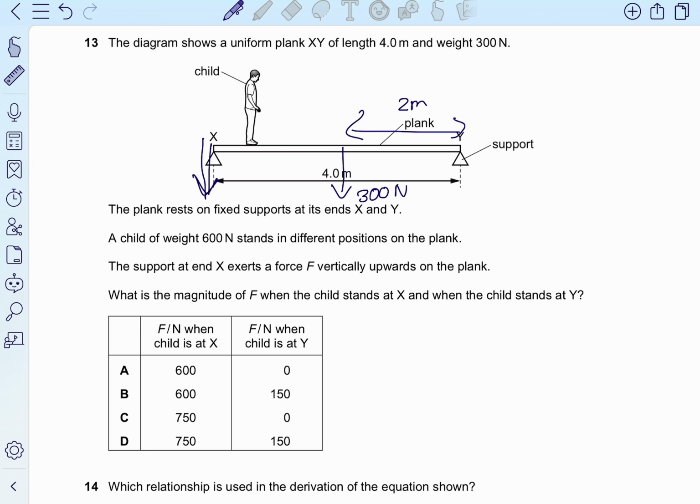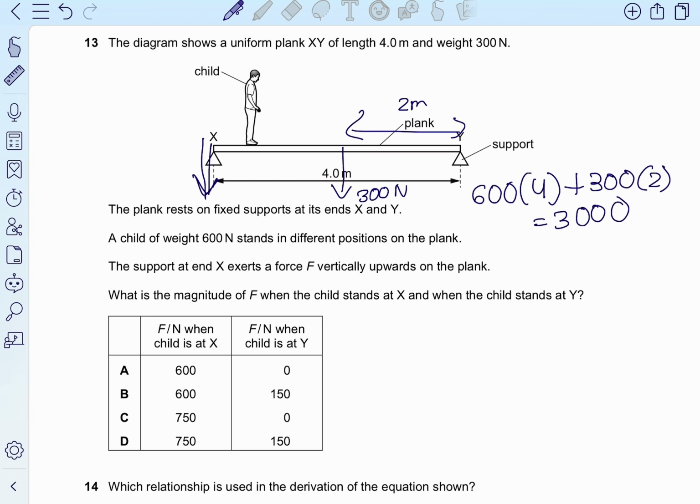So what is the clockwise moment? It is 600 newtons at a distance of 4 meters and 300 newtons due to the weight at a distance of 2 meters. So 600 into 4 plus 300 into 2. That gives you 3000 newton meters. So that 3000 is the clockwise moment.